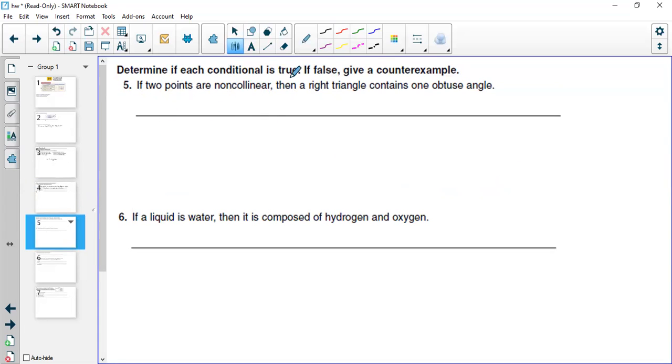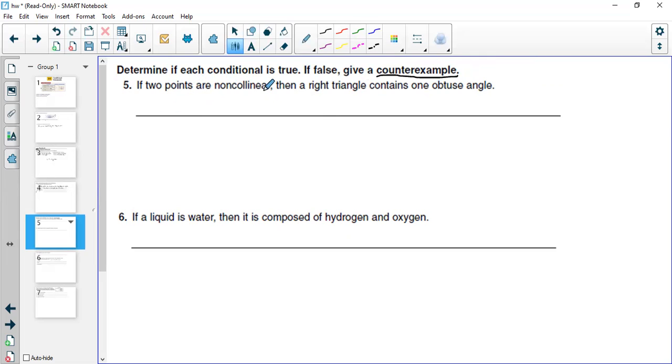Now determine if each conditional is true. Now they have given us the conditional statements and we have to say if it is true or false. If it is false, we need to give a counter example. I think in the previous lesson we already discussed what's counter example. Counter example is a fact or a number, a figure, anything which will prove that the statement is false. So let's see whether this is true or false.